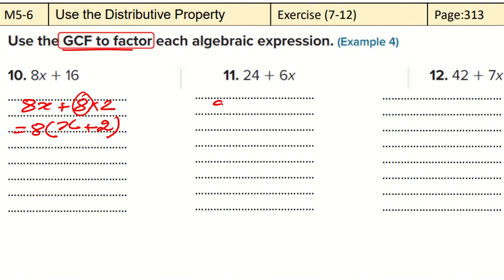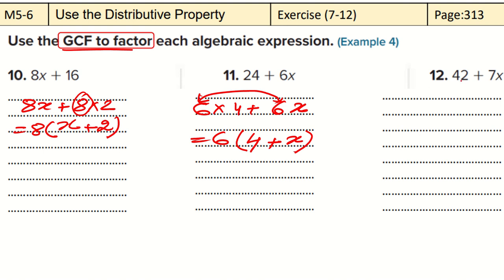For 24, I will break it. So it is 6 multiply 4 plus 6x. 6 will be taken common because it is at both places. So 6 will be taken common. Here you will get 4 and there you will get x.